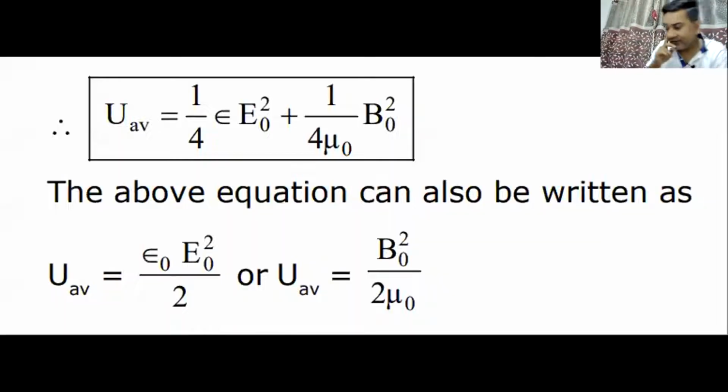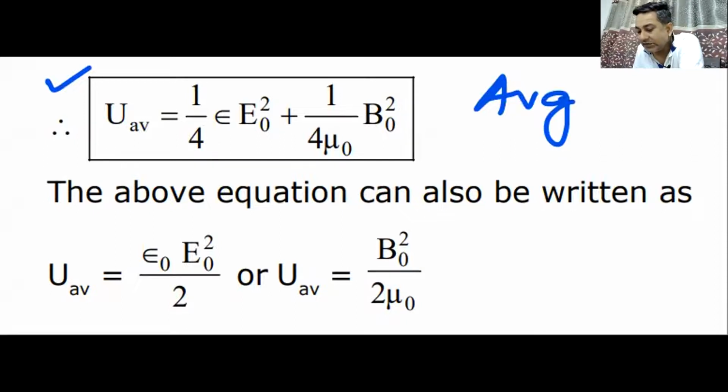Let's move ahead. Sometimes what they ask is not the energy density, they ask you the average energy density. If I take the energy density for a long interval of time, the result is known as the average energy density. The average energy density is half epsilon naught E naught square. E square was the value of electric field; here the formula has changed. It has become E naught square and B naught square.